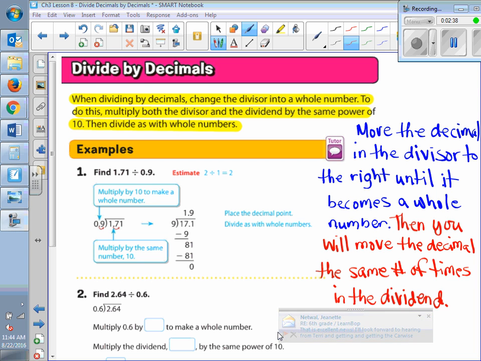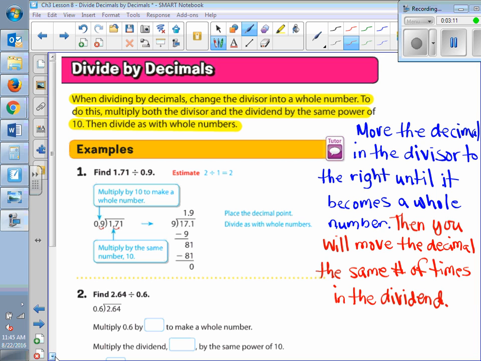1,000. Very good. So, in the first example here, it says we want to find 1.71 divided by 0.9. 1 and 71 hundredths divided by 9 tenths. So when we do that, the dividend, the one that goes inside the house, is 1.71. The divisor, 9 tenths, goes on the outside of the house. So when we do this, here's how we set it up right there. And now, we move the decimal.